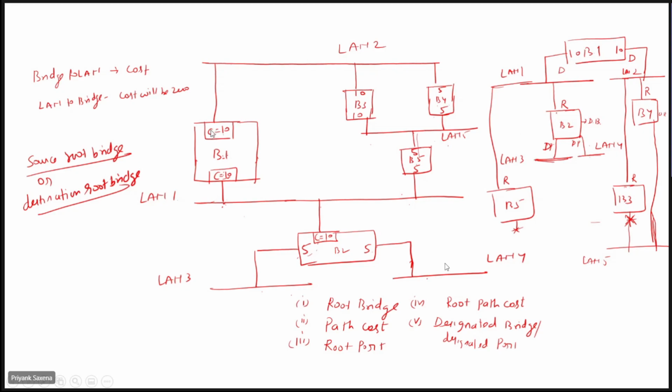This shows the cost. C equal to 10, and at each bridge you will find a cost marked. This is the cost to forward the frame from the bridge to the LAN. Both costs can be the same, or they can be different. C10 and C10 can be different also. It will depend on the network administrator.